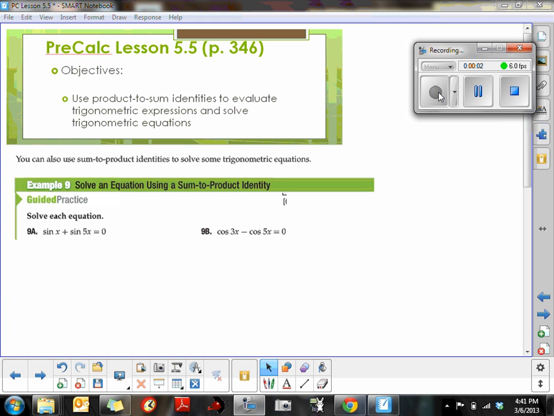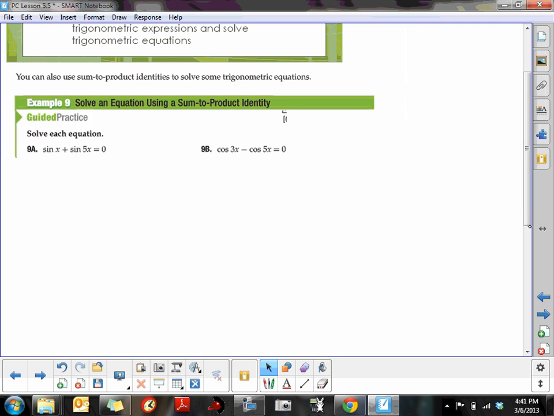The final example in this extensive lesson 5.5 is another sum to product. So what we want to do is rewrite this one as a product of two different trig functions. So I'm going to think of this as alpha and 5x is beta. Then I'm going to go grab the correct sum to product identity.